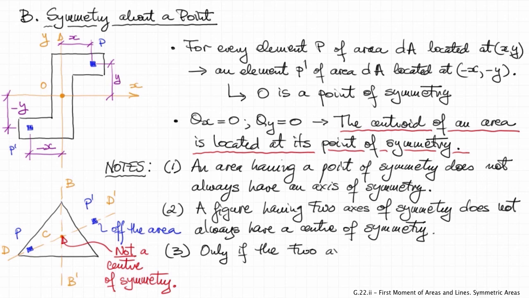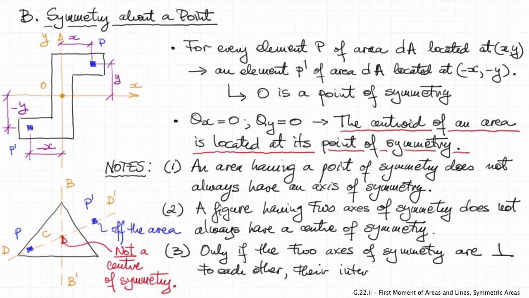However, in such cases where the two axes of symmetry for a figure are perpendicular to each other, then their intersection would also become a center of symmetry. Only in that case, the intersection of two perpendicular axes of symmetry will also represent a center of symmetry.